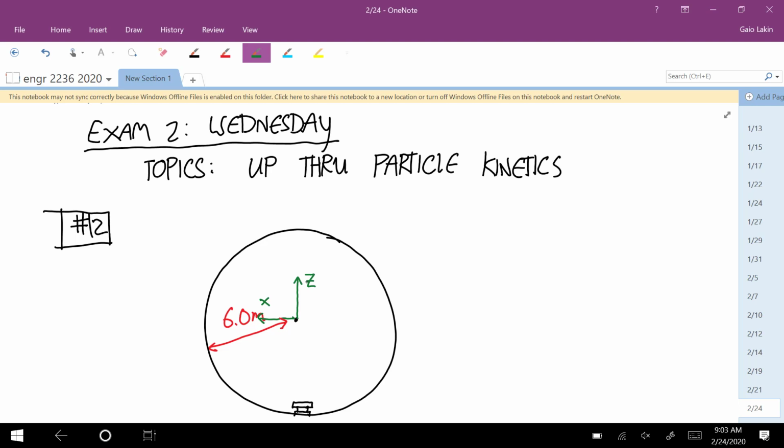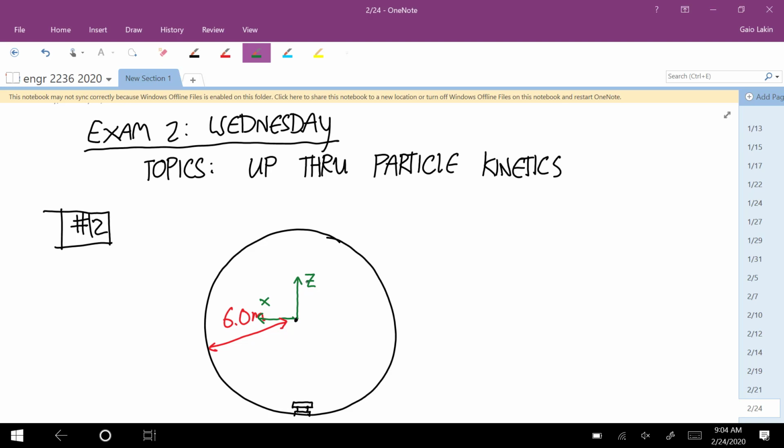So x cross y is equal to z. Y cross z is equal to x. But y always has to be the weird one. So x cross z is equal to negative y. And so the y-axis has to be coming out of the page. And that's going to be important for figuring out the direction of the angular velocity and angular acceleration.